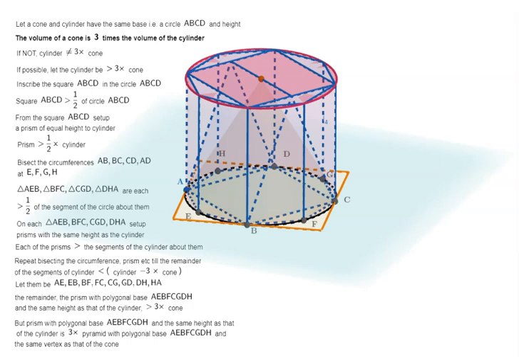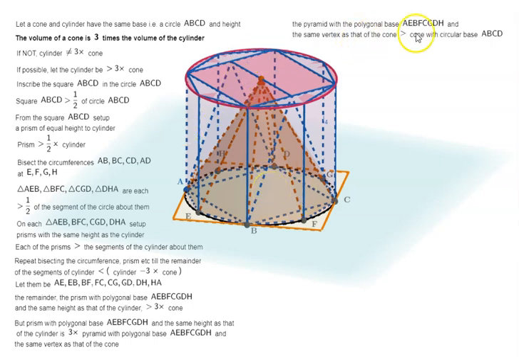So let's bring in this pyramid. We already know that prisms and pyramids are to each other as their bases. And we know that a prism with a polygonal base is 3 times a pyramid with the same base and same height. So the pyramid with the polygonal base ABFCGDH and the same vertex as that of the cone is greater than the cone with circular base ABCD, because here we said it is greater than 3 times the cone. So here also it will be greater than the cone with circular base ABCD.